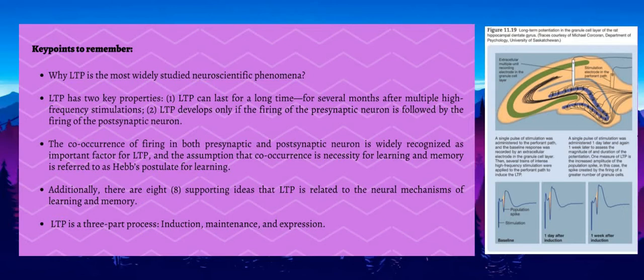So first, LTP is elicited by high-frequency electrical stimulation of the presynaptic neuron that is said to mimic the normal neural activity. Second, it was observed that the LTP effects are greatest in brain areas involved in learning and memory. Third, learning can produce LTP, or long-term potentiation-like changes. Lastly, drugs that impact learning often have parallel effects on long-term potentiation.